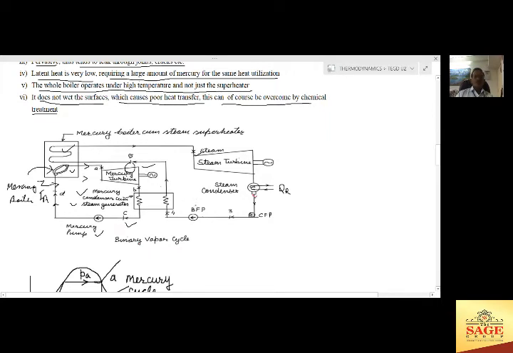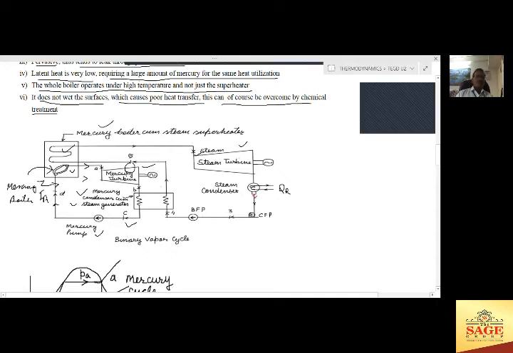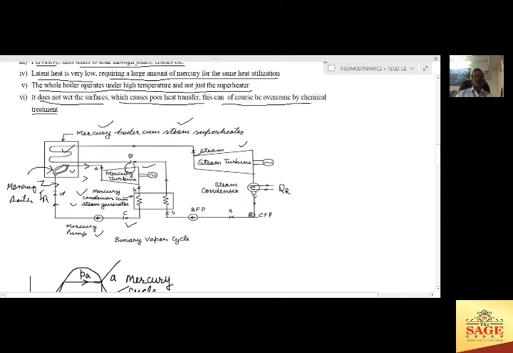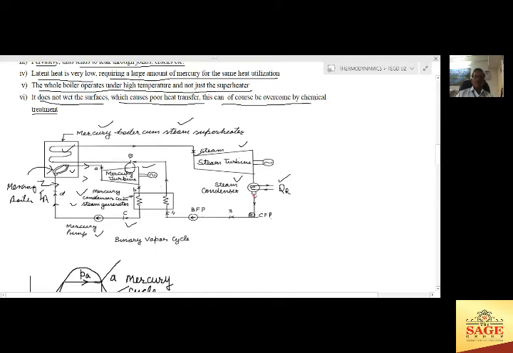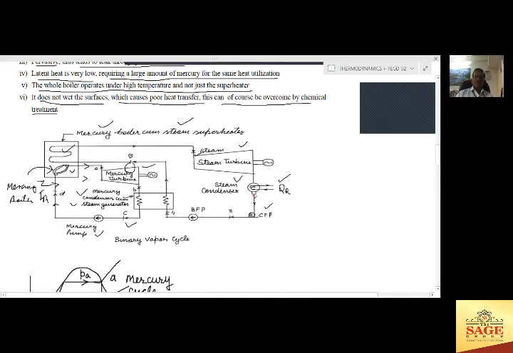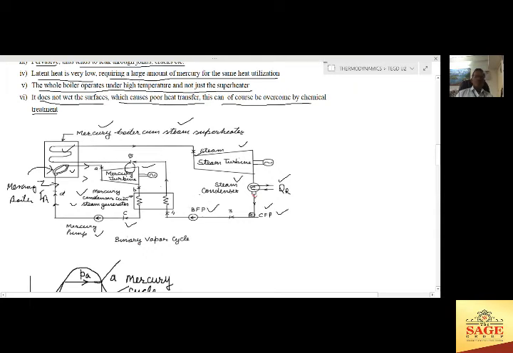In the other cycle, we can see this is the steam turbine, and this portion is called the mercury boiler cum steam superheater. And here we can see this is the steam condenser for the rejection of the steam from the exhaust of the turbine, with the CFP and BFP. This is the boiler feed pump, and this is the condensate feed pump. So here you can see we are not using any separate steam boiler.